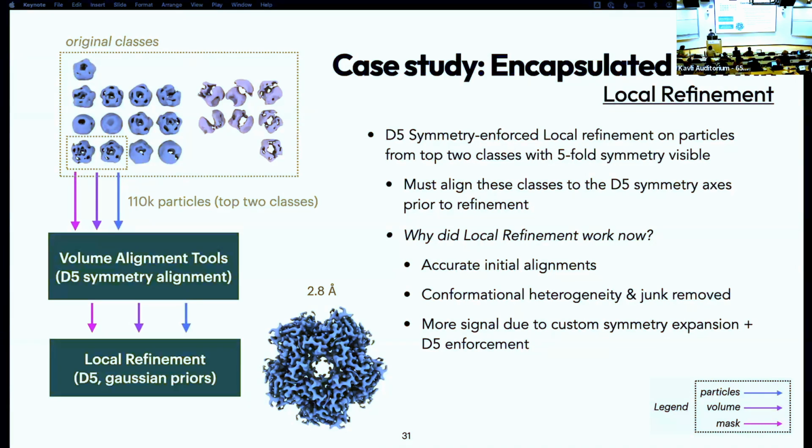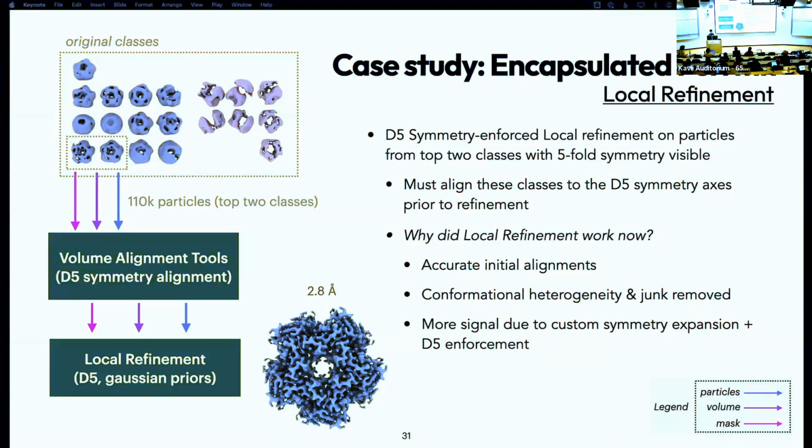Yeah, and so if particle alignments are too far off, you can somewhat attempt to work around this by increasing the search extents in local refinement. But as we talked about before, that increases the odds of you overfitting. Okay, and then the other reason why we got better resolution now is because we finally enforced D5 symmetry.